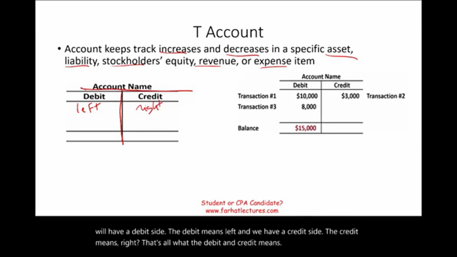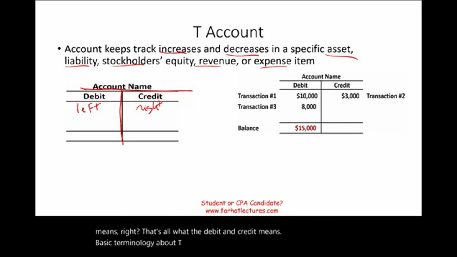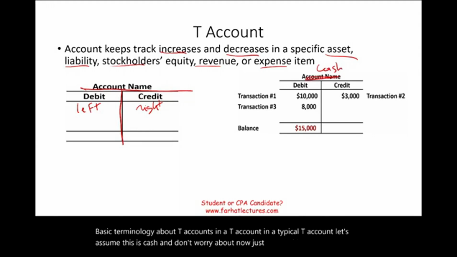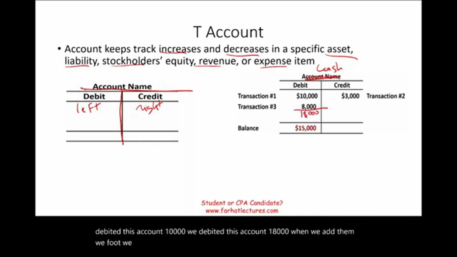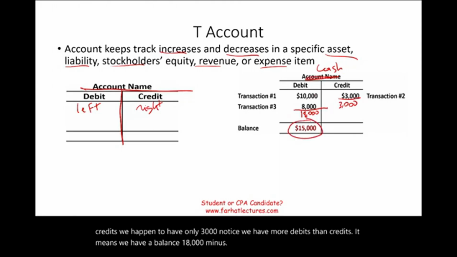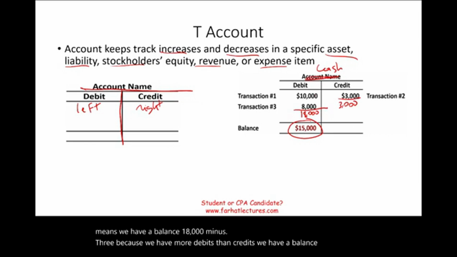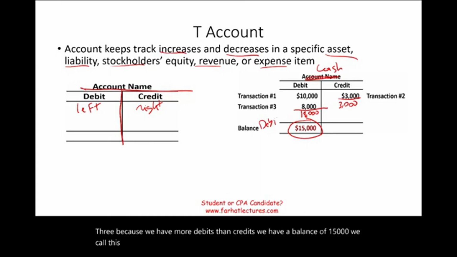Now, basic terminology about T accounts. In a typical T account, let's assume this is cash. And don't worry about why now, just agree with me, this is the cash account. For example, here we have the cash, we have the debit side. We debited this account $10,000, we debited this account $18,000. When we add them, we call it footing. This is footing the accounts. And when we add all the credits, we happen to have only $3,000. Notice we have more debits than credits. It means we have a balance, 18,000 minus 3,000, because we have more debits than credits. We have a balance of 15,000. We call this balance a debit balance because the balance is on the debit side. We have more debits than credits.